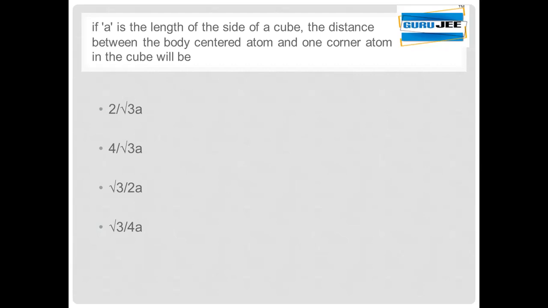Okay, in the question it is given that a is the edge length. Then we have to find the distance between a body-centered atom and a corner atom. The atoms will be present at each corner and also at the center of the cube, the center of the body. That is the body-centered cubic center. Do you have any doubt in the body-centered atom? No, ma'am. Okay, so we have to find the distance between the corner atom and the atom present at the body center.